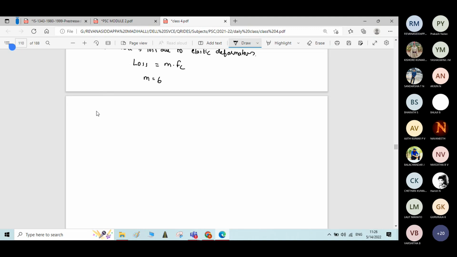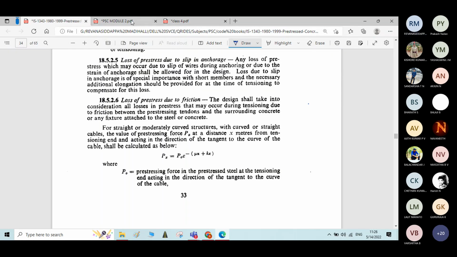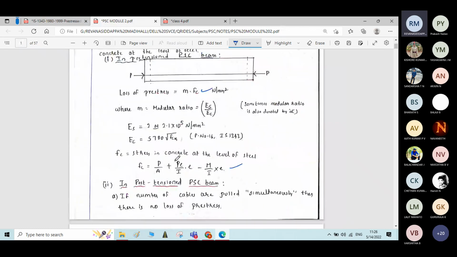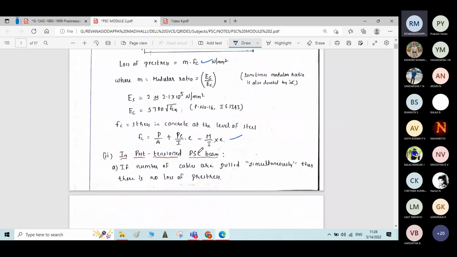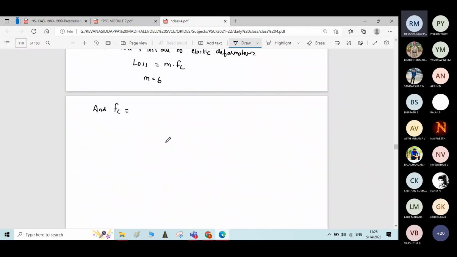We know that FC is equal to, what is the formula? We have the formula here: P by A plus PE by I into E minus M by I into E.